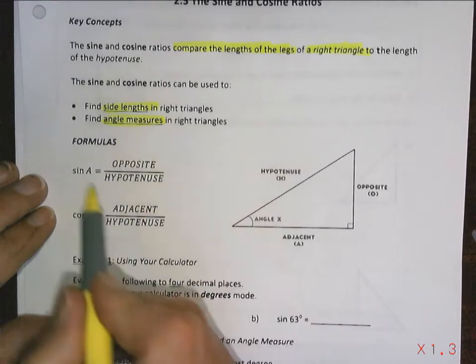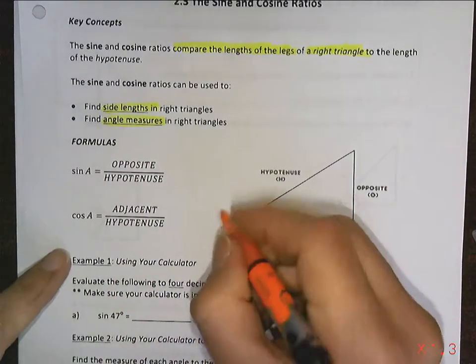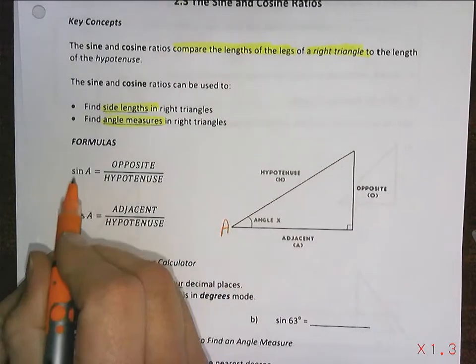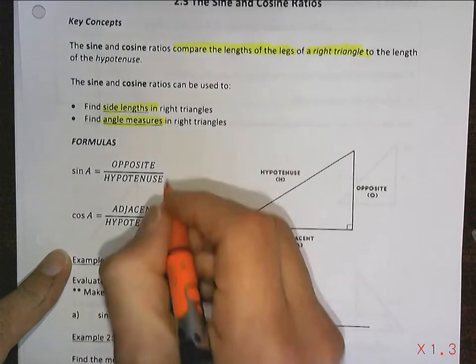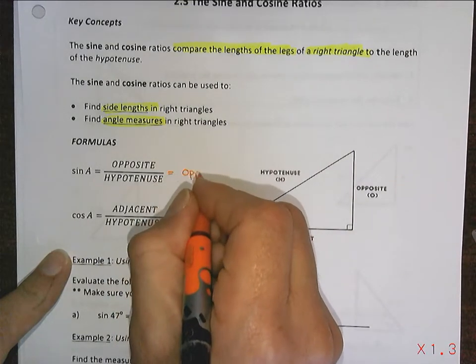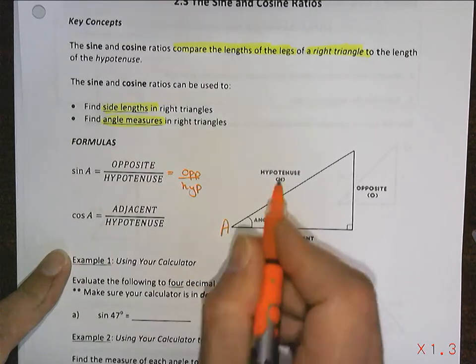Here's your formula. Sine of angle A. So here, this is angle X. So I guess we should call this A. So sine of angle A will be opposite over hypotenuse. Short form. Cosine of angle A will be adjacent over hypotenuse.